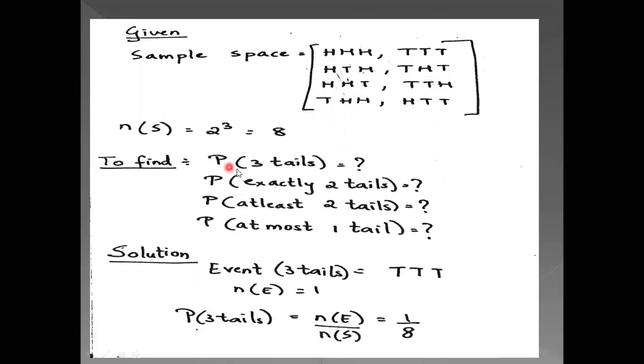Now to find the probability of 3 tails, exactly 2 tails, at least 2 tails, and at most 1 tail. First we have to find 3 tails. So the event is 3 tails. And when you observe the listed sample space, you can see 3 tails means only one possibility, TTT. Because it is only one possibility, the number of events is equal to 1.